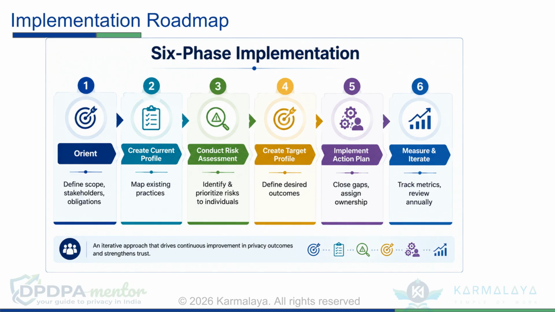Phase 3, conduct risk assessment. Identify privacy risks to individuals, not just organizational risk. Assess likelihood and impact, then prioritize.